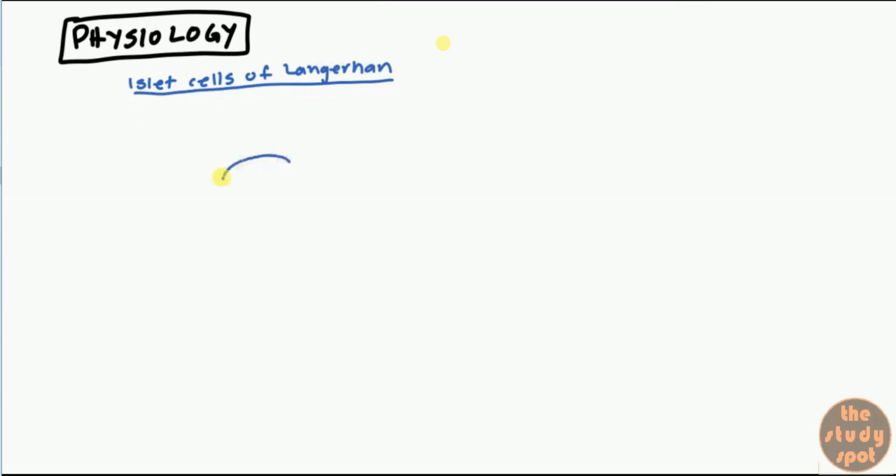The islet cells of Langerhans are organized in this round configuration. And in the center of it, we have these cells. These cells are known as the beta cells. So in the center, we have the beta cells. These are the primary cells which secrete insulin. So of course, this is going to be our cells of interest.